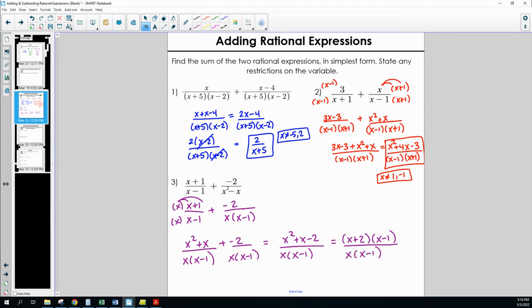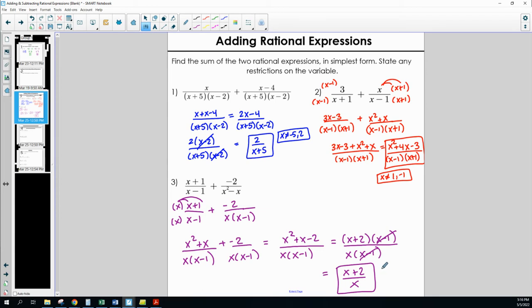Then we want to see if they share any factors on the top and the bottom. The x minus 1s are the same, so we can cancel them out. And then we're left with x plus 2 over x. And that's our final simplified answer. Now be careful, you cannot cancel out the x's because there's a plus 2 on the top as well. Since that x on the top is attached to something through addition, we can't just cancel out part of that. So this is our answer.